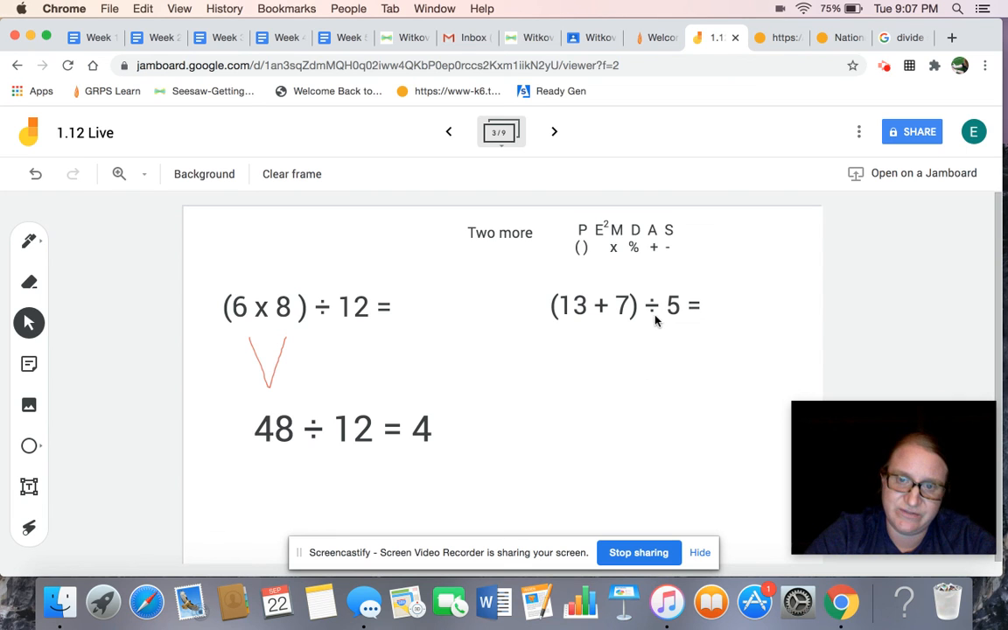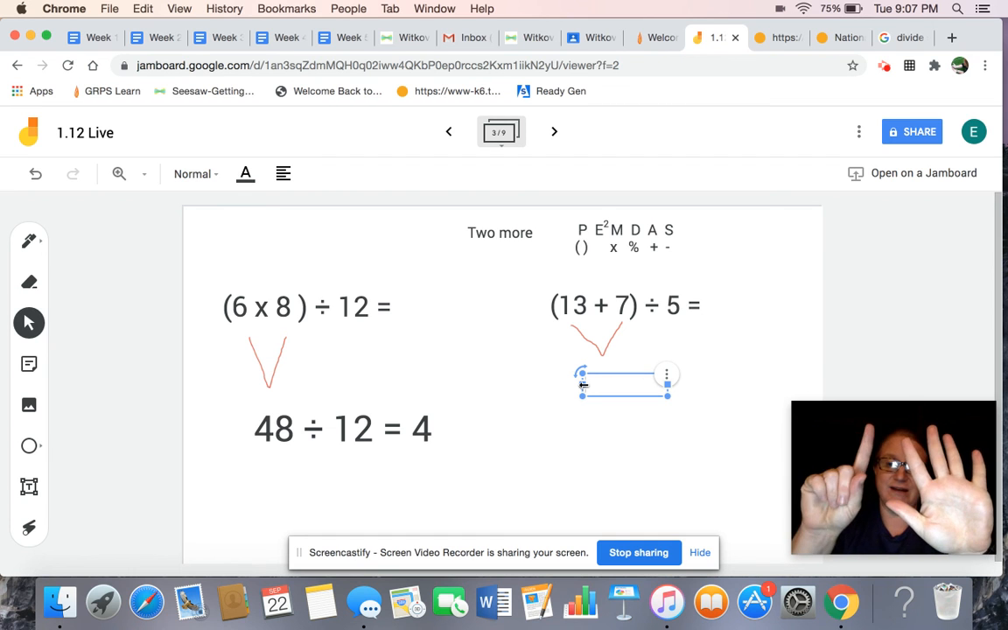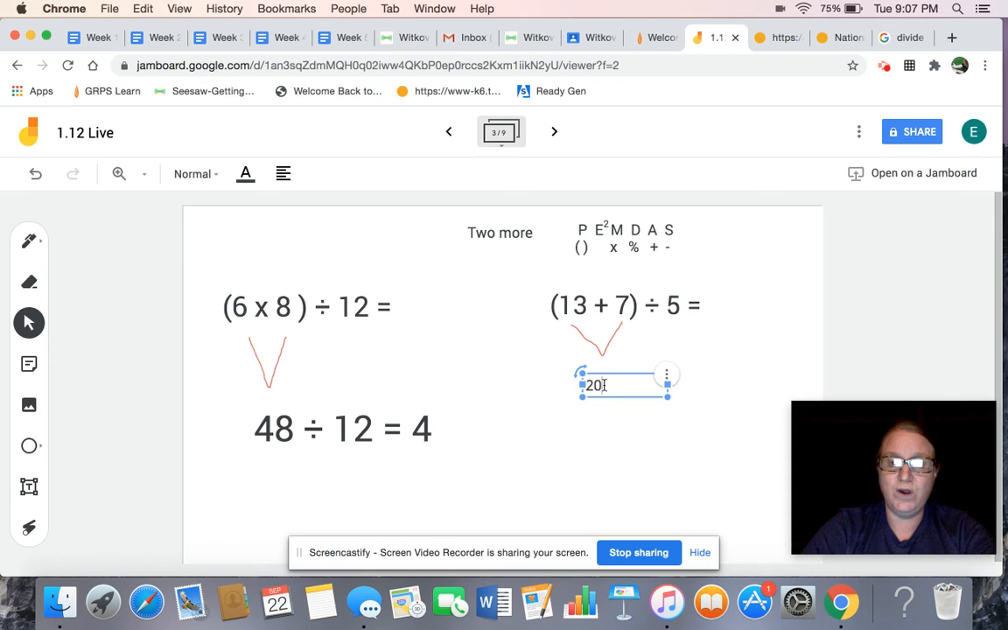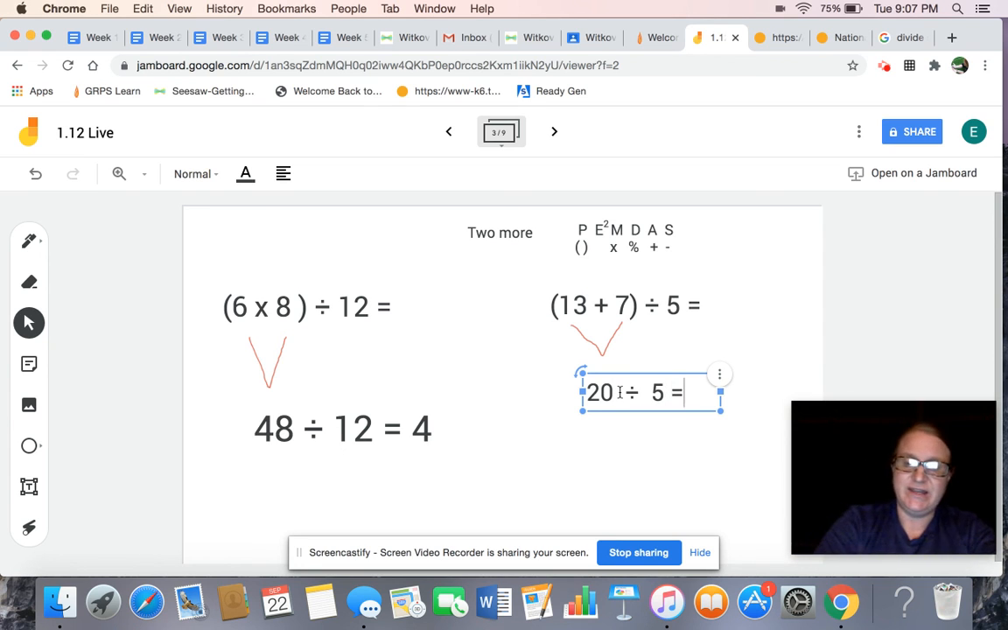And then this last one is very similar to the first one on this page, we have 13 plus 7 in the parentheses, so we have to do that. 13 plus 7 is 13, 14, 15, 16, 17, 18, 19, 20. We have 20 divided by 5 equals, well, what times 5 equals 20? The answer is 4. Oh, look at that. They both had the same answer. I wasn't even planning that. Pretty cool if you ask me.